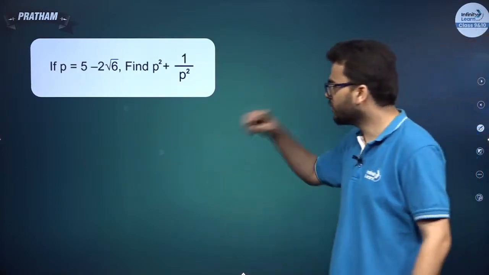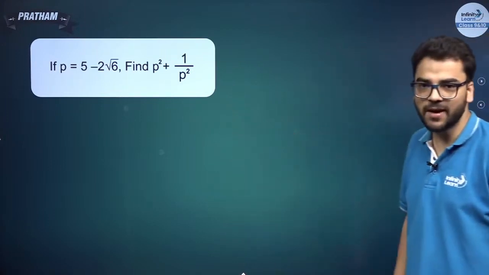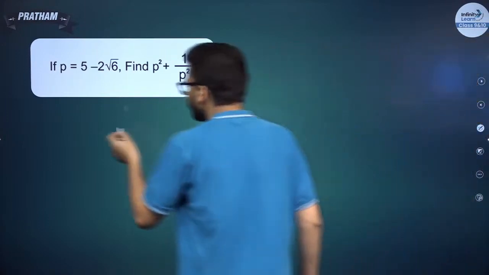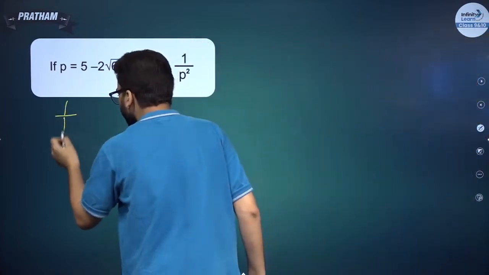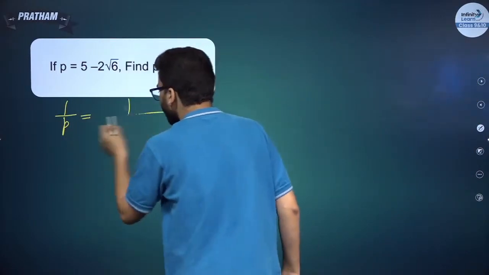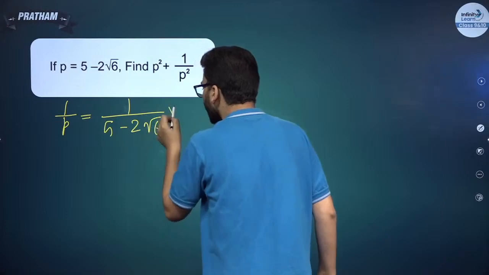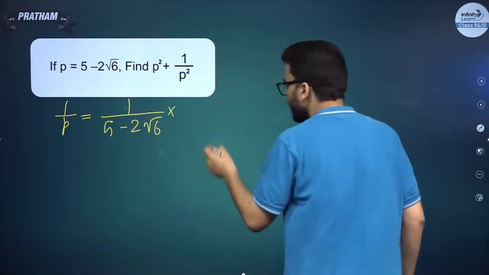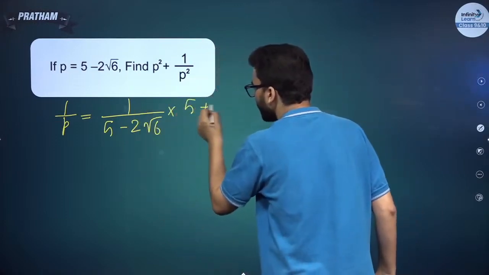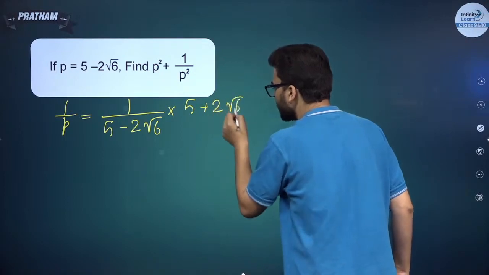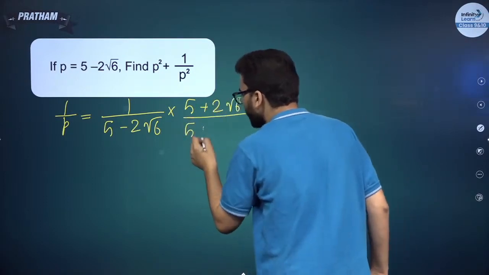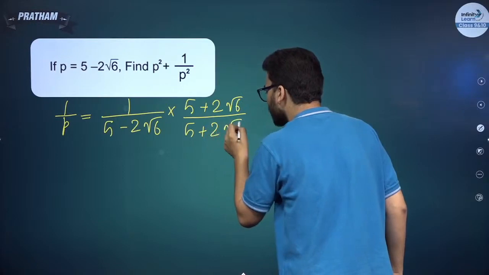So over here we have to find the value of p square plus 1 by p square. So basically p is already given. Can we find the value of 1 by p? So 1 by p will be 1 by 5 minus 2 root 6 over here. So we can rationalize the denominator by multiplying and dividing by 5 plus 2 root 6.